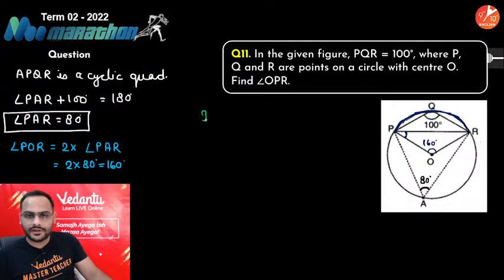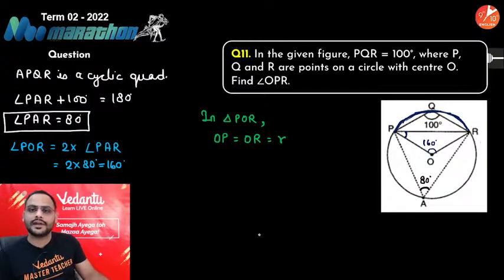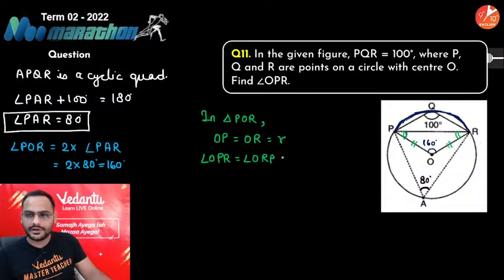In triangle POR, you have OP equal to OR because both are equal to the radius. When it is an isosceles triangle, the two angles are also going to be equal. This angle will be equal to this angle. So I can say angle OPR is equal to angle ORP. Let us say both are equal to x degrees each. Now use the angle sum property.